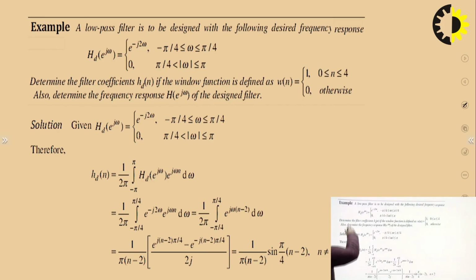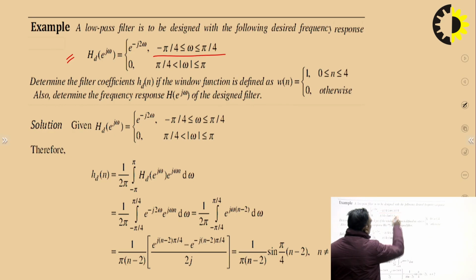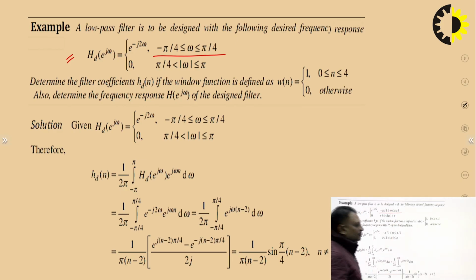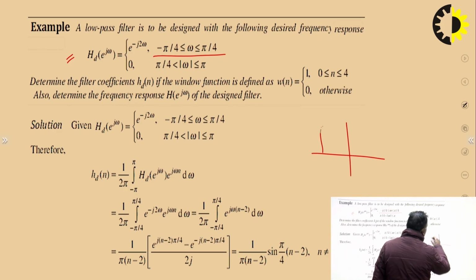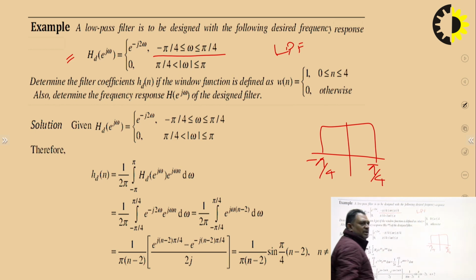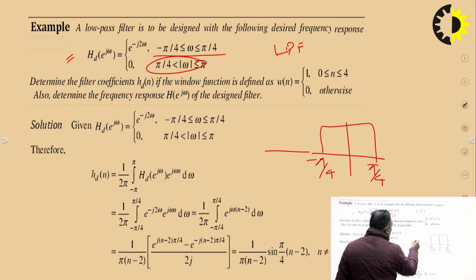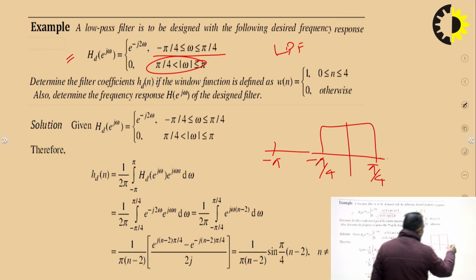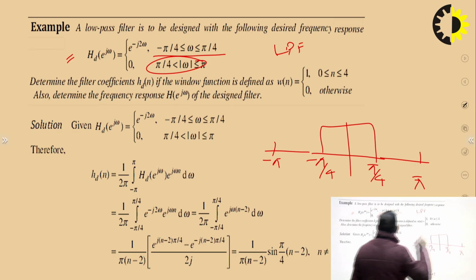Here we have the desired frequency response e to the power minus j2 omega, and 0 otherwise, and you can see this is from minus pi by 4 to pi by 4, somewhat like this. So what type of filter is this? This is basically a low pass filter. Even if it is not mentioned over here, you have to find which type of filter it is. This is a low pass filter, because from minus pi to minus pi by 4 and from pi by 4 to pi, the value is 0.